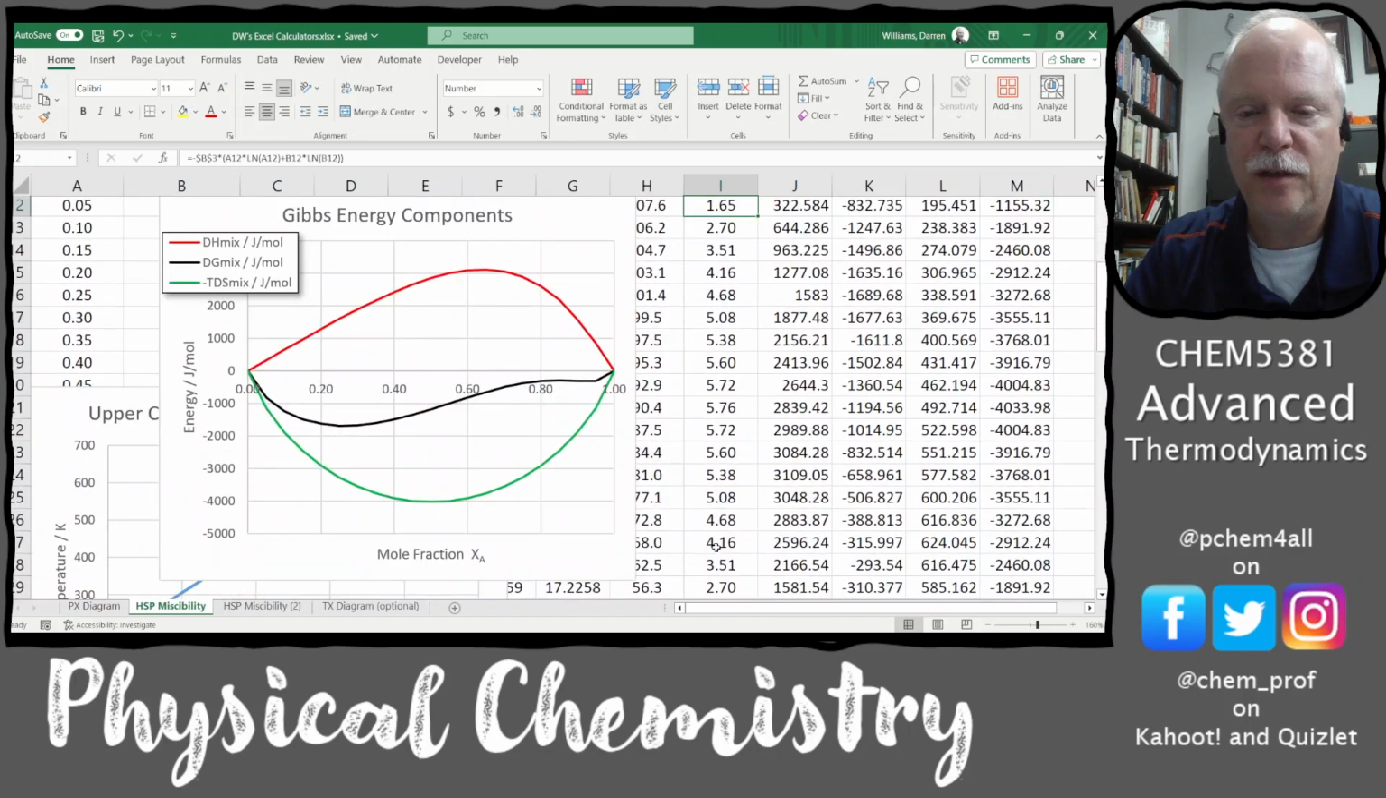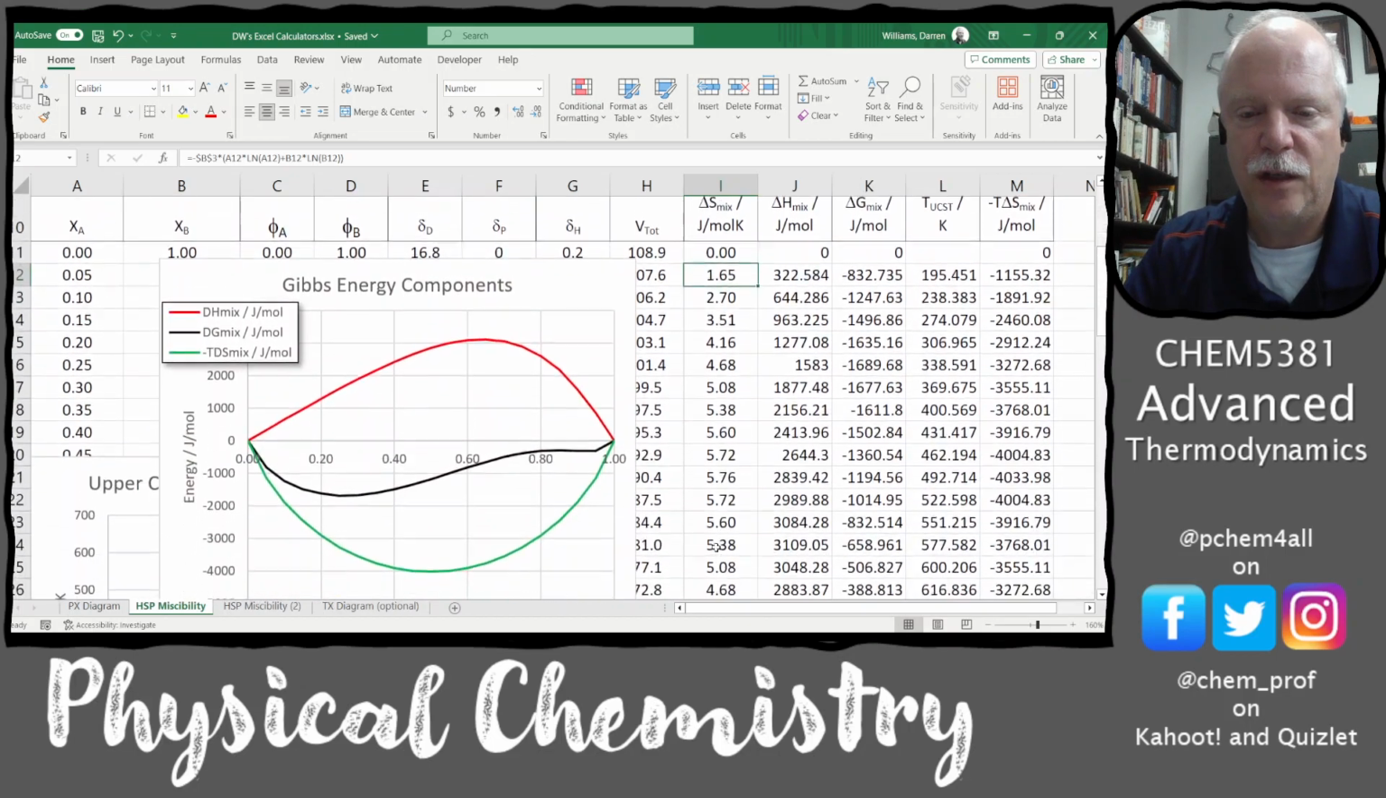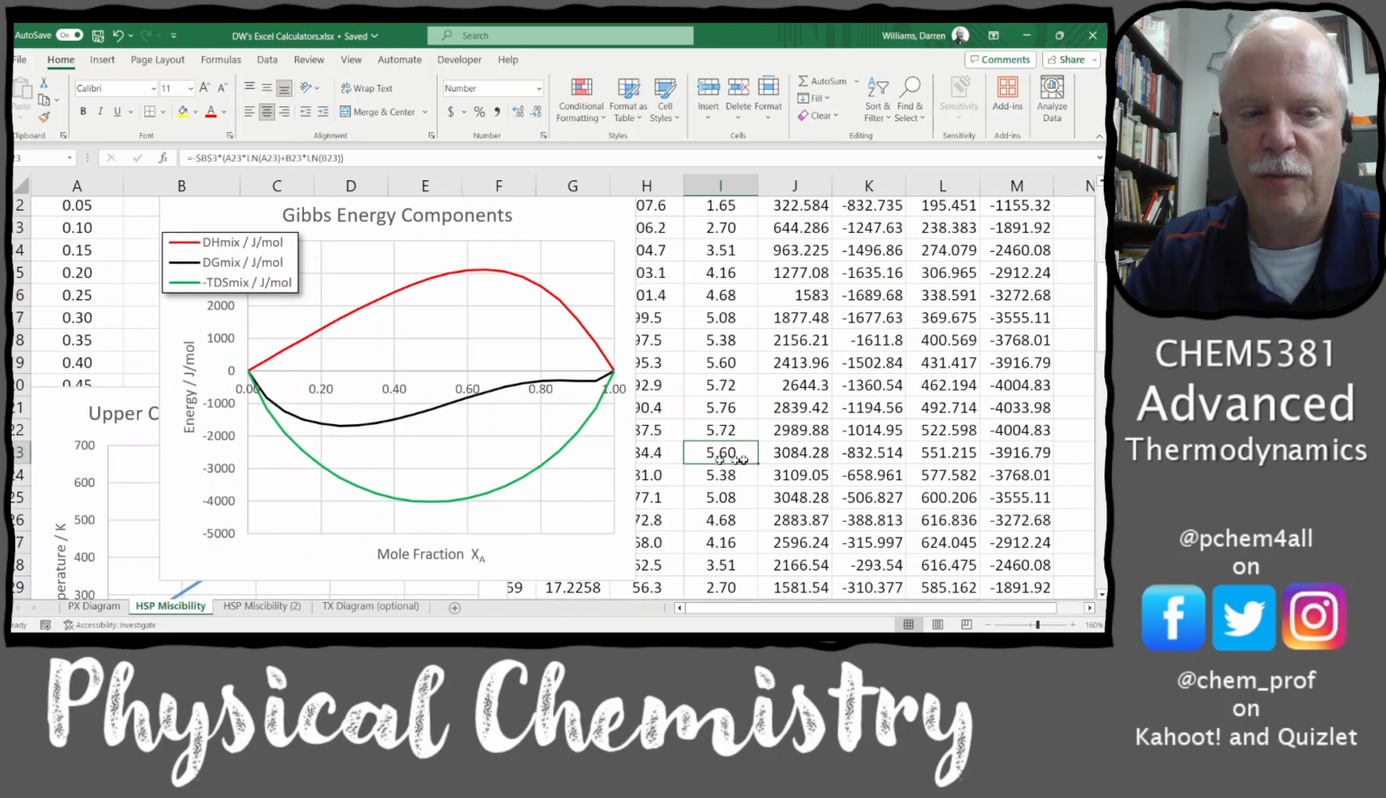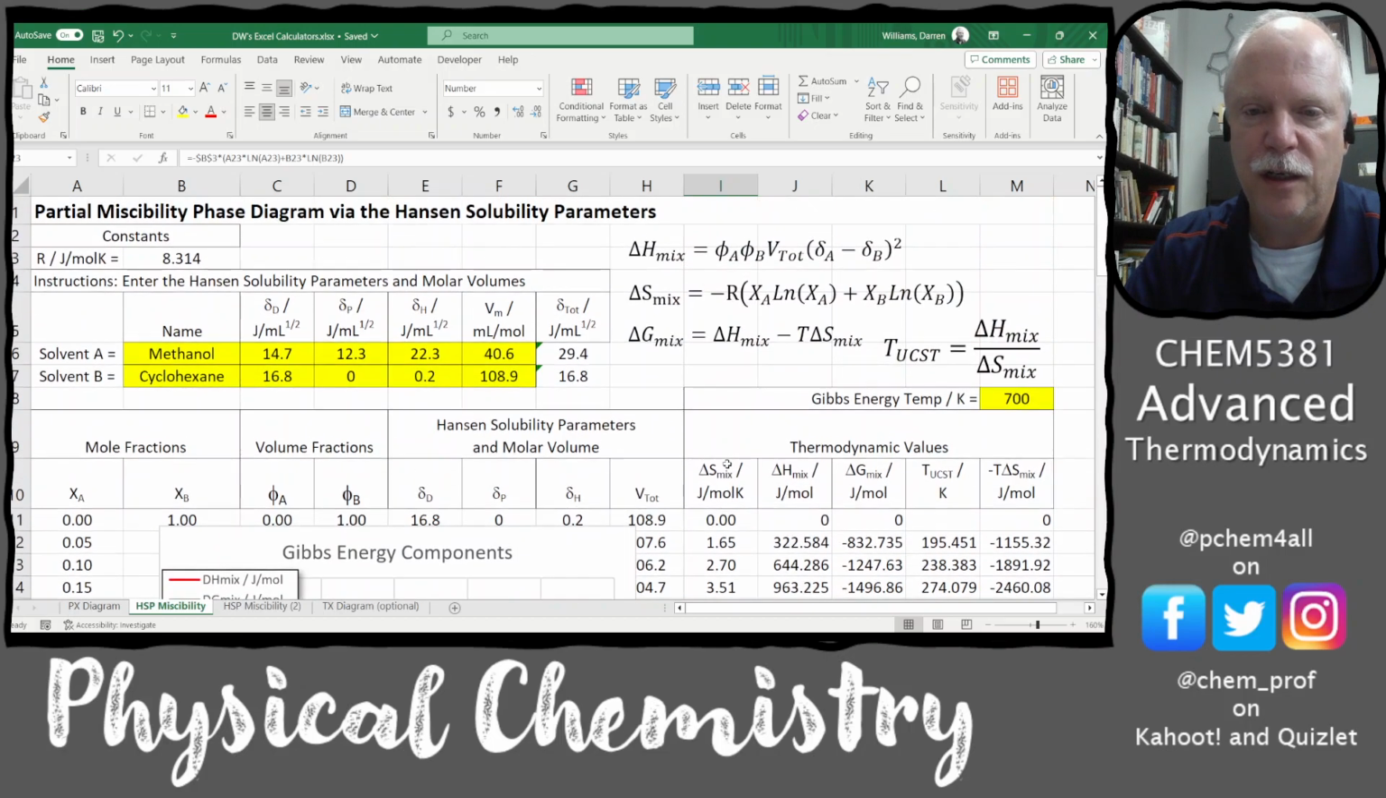You see all of the entropies of mixing are positive. You did this in class for these two solvers. You got 5.6 because it was a 60-40 mixture. So this checks out with what you did in the Excel exercise in class.